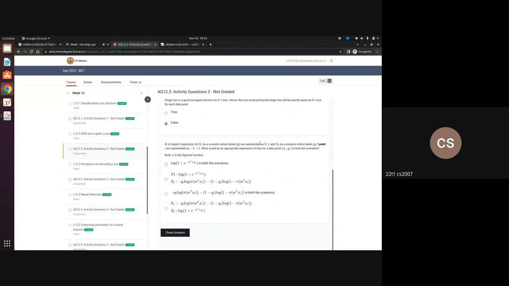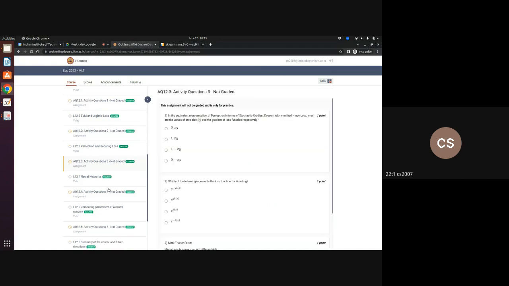S1 is a scenario where the classes are represented by 0 and 1, and S2 is a scenario where classes are represented by -1 plus 1. So which of the following would be the appropriate loss function? As we just now discussed, in the first scenario, this loss function: minus y log y hat minus (1 minus y) log (1 minus y hat). And the second one, there's only one representation, it doesn't matter if the class is 0 or 1, not 0, 1, it doesn't matter if the class is +1 or -1: log of 1 plus e to the minus yi W transpose X. Okay, so moving on.